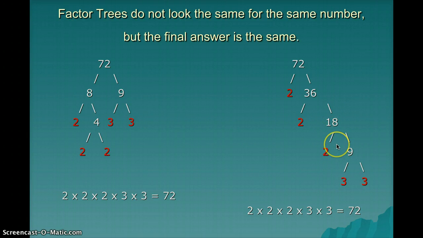2 times 9, I could have done 3 times 6. It doesn't matter. So 2 is prime, so I'm finished. Go over to the composite number of 9. The prime factors for 9 are 3 times 3, and those are prime, so we're finished. So if you see, your prime factorization for each of these is the same. There's three 2s and two 3s. So it's 2 times 2 times 2 times 3 times 3, or 2 cubed times 3 squared equals 72.